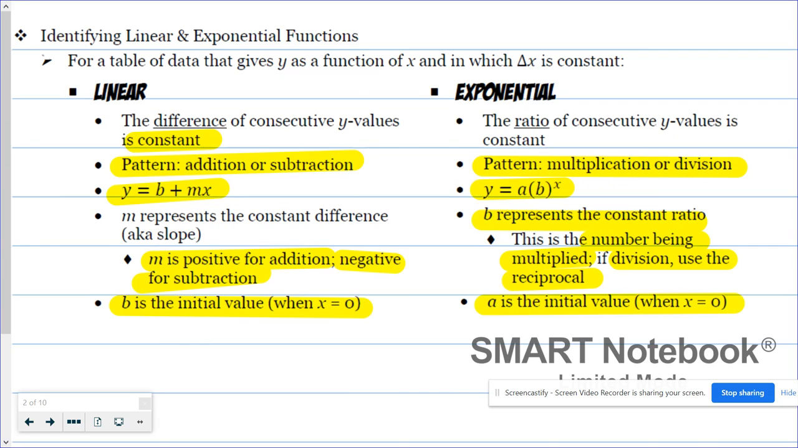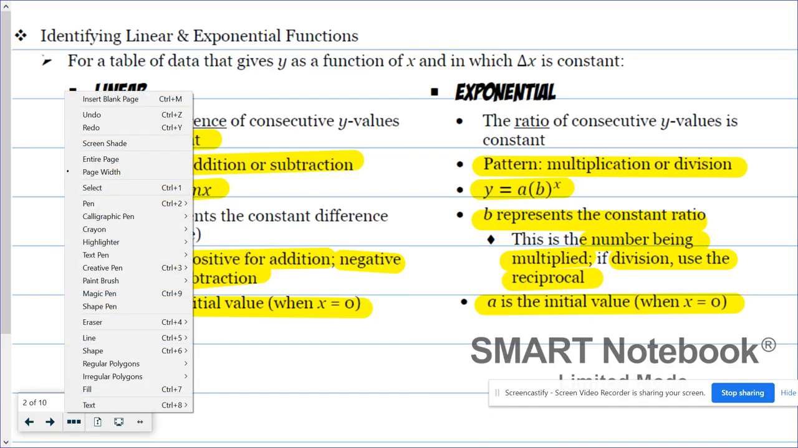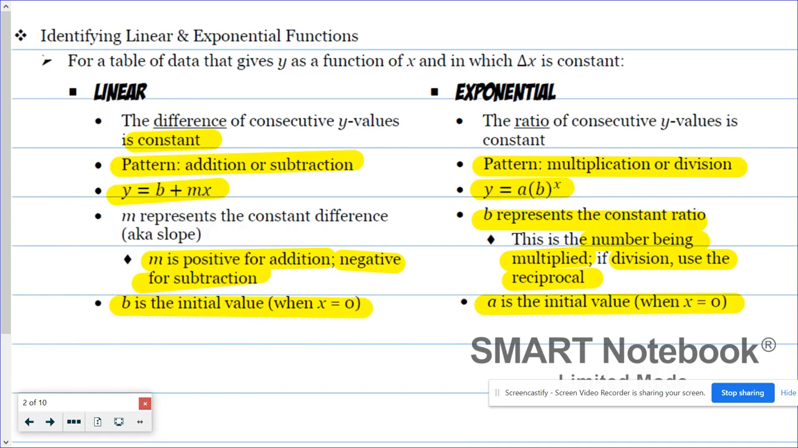So our first 3 examples will look at tables of values. We want to look at the pattern to determine if the table is representing a linear function or an exponential function. Remember, if it's linear, the pattern that we will observe will be either addition or subtraction. If it's exponential, the pattern will be multiplication or division.